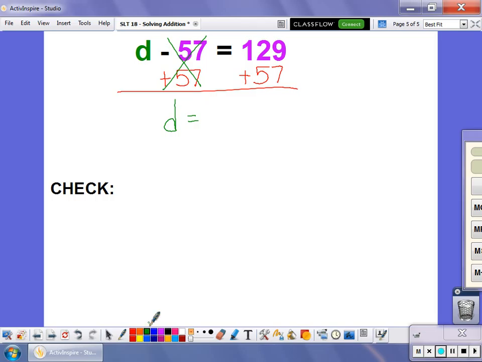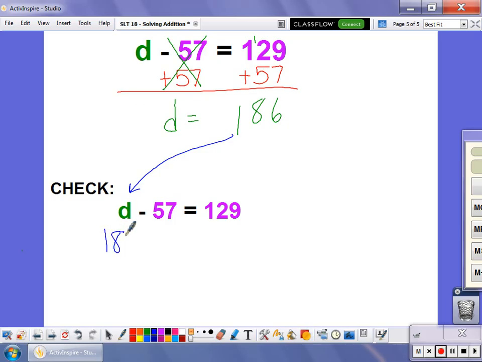Change colors here. So 9 plus 7 is 16. 5 and 2 and 1 is 8. And 1. And again, you could use your calculator if you want to, if you need to. Otherwise, you can just do your work. And the last minute check, we're going to take this 186 and plug it in. 186 minus 57 equals 129.